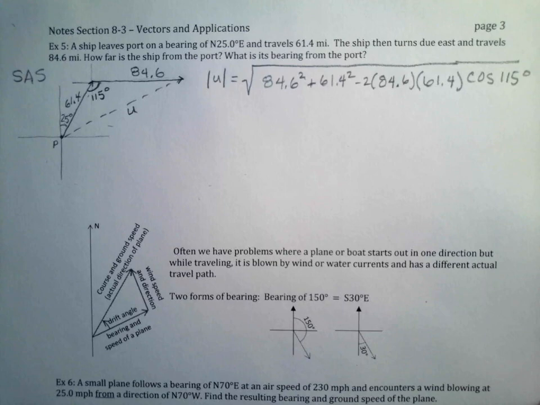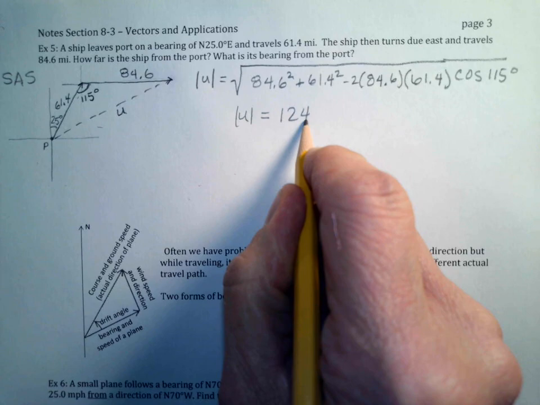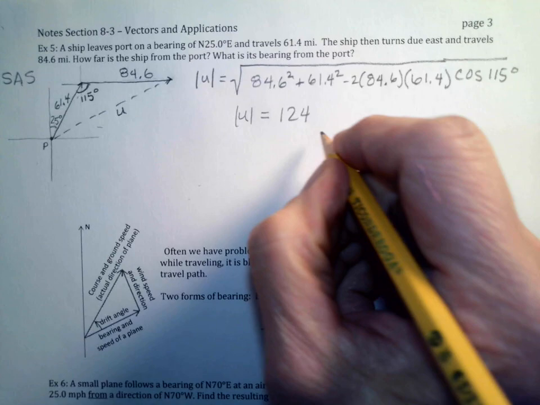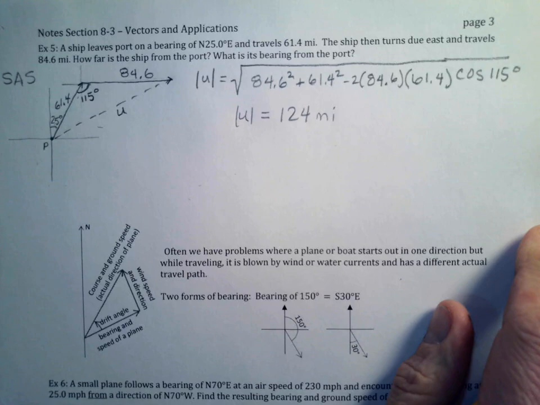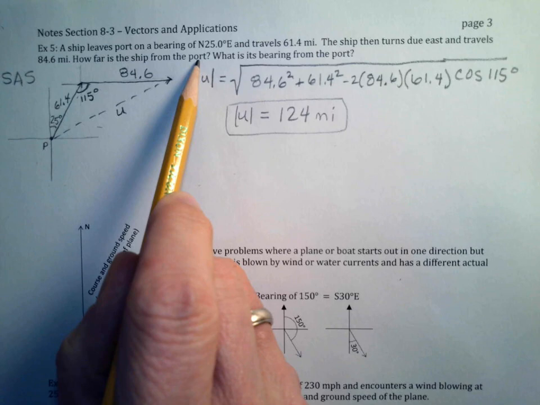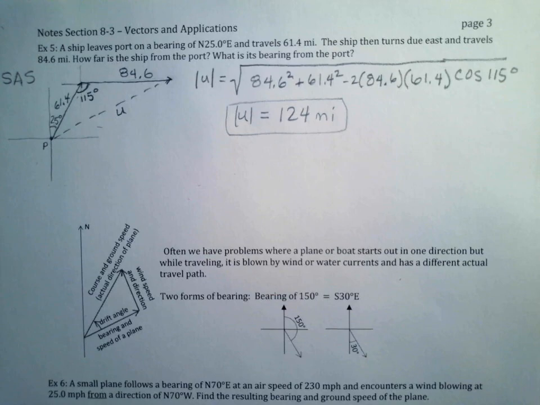We put all that in, that's just pure calculator work. So the magnitude of U is 124. I'm using three significant digits because these had three significant digits, so I'm rounding to the nearest whole mile, but again, you might use a couple extra decimal places. So we know the magnitude. That is the first thing they're asking for: how far is the ship from the port? That question's not asking what direction, it's just asking what's that length, how far apart it is. And it is 124 miles.